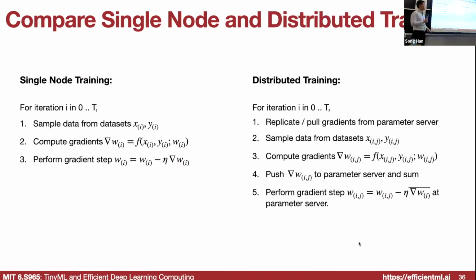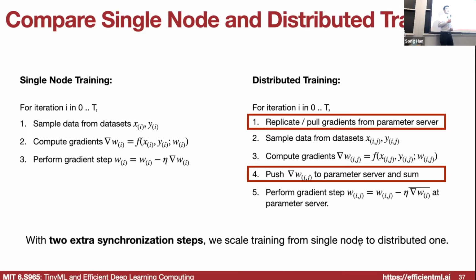If we look at the pseudocode, this is a single node training scenario, right? We sample a subset of the data, compute the gradients over this chunk of data, and then perform this gradient update, W minus learning rate times the gradient.